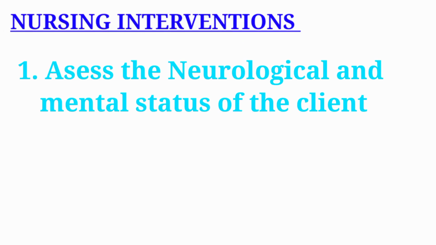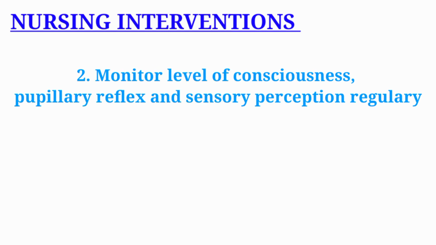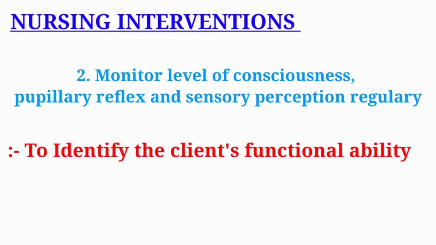Go for nursing intervention. First is assess the neurological and mental status of the client. Rationale is to provide baseline data information on client's neurological function. Second is monitor level of consciousness, pupillary reflex and sensory perception regularly. Rationale is to identify the client's functional ability.